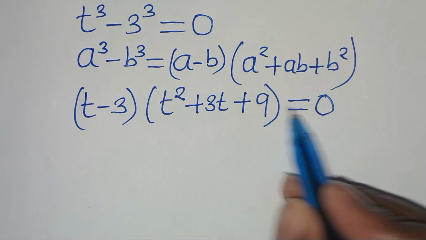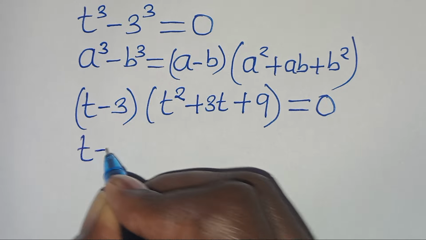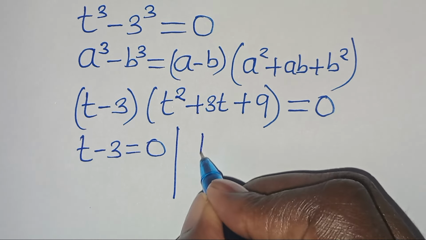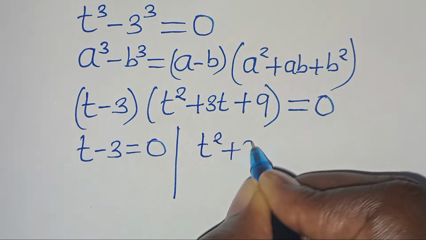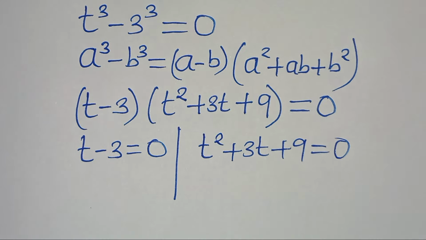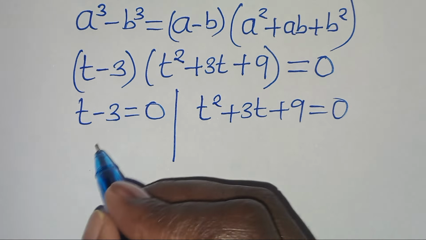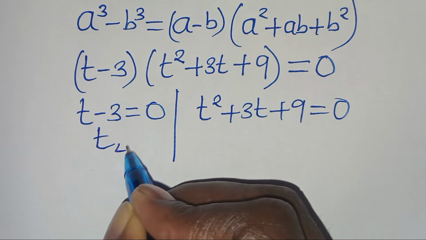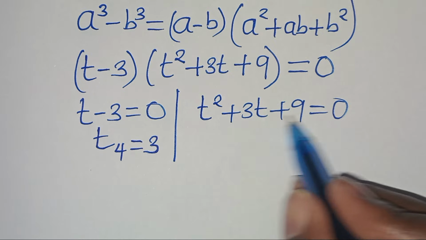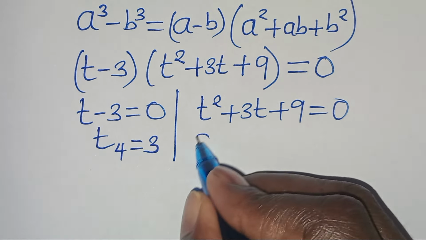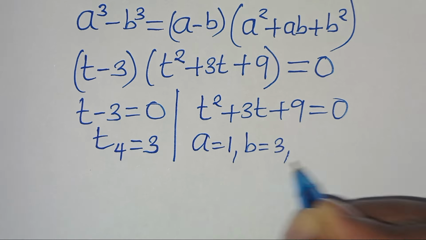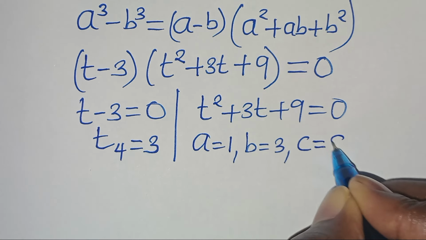So we have got two parts here. We have t minus 3 equal to 0, and we have a quadratic equation, which is t to the power of 2 plus 3t plus 9 equal to 0. So from the first part, we have t4 equal to 3. And from the quadratic equation, we have that a is equal to 1, b is equal to 3, and c is equal to 9.